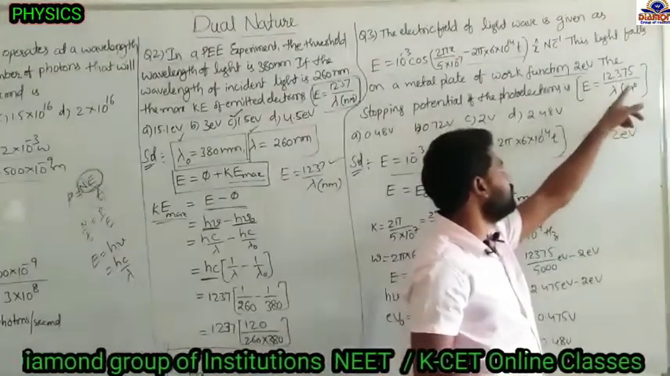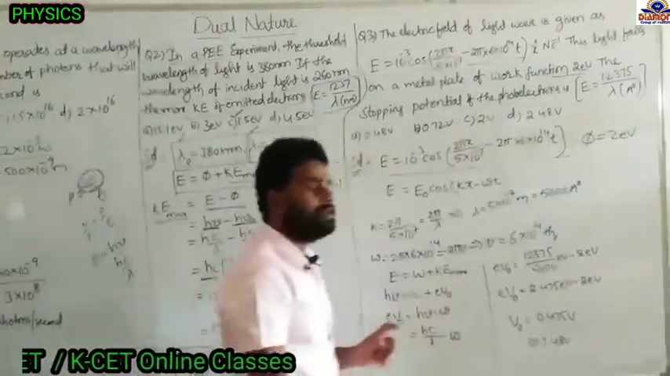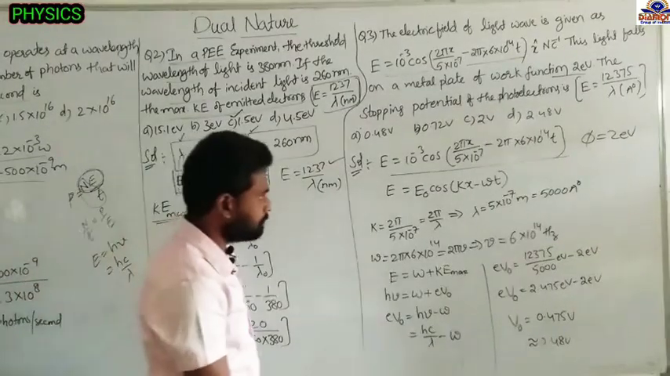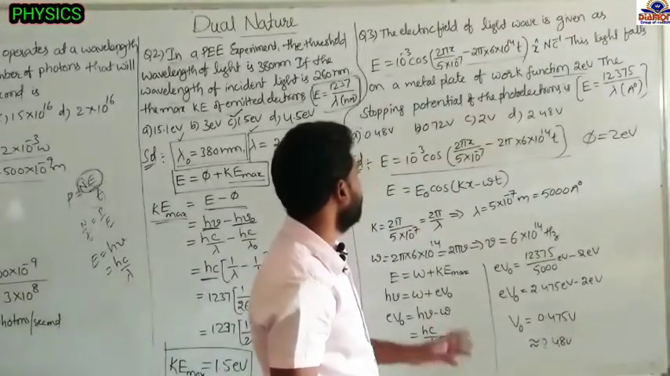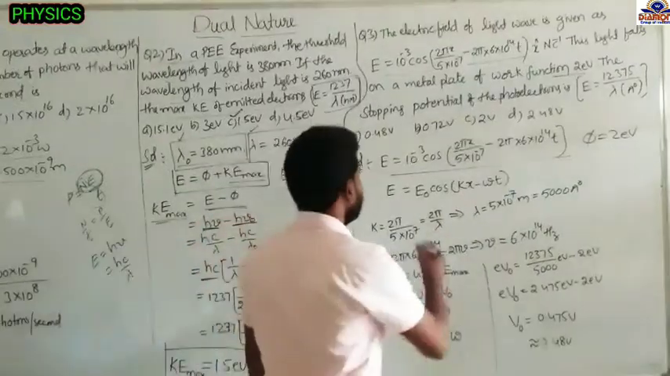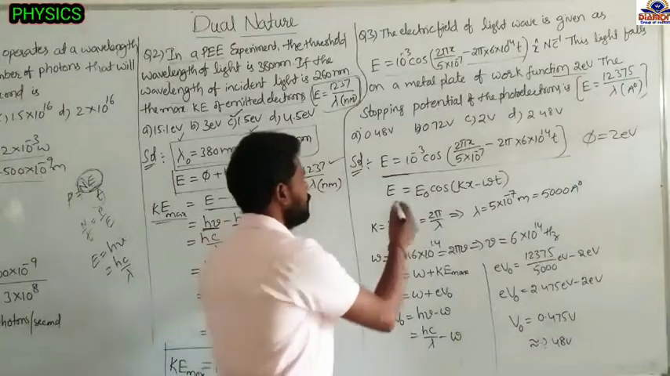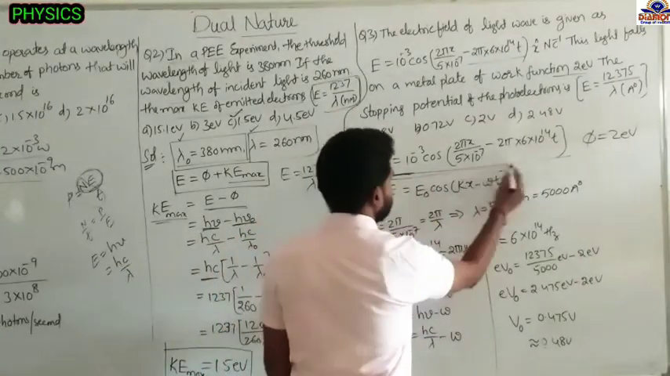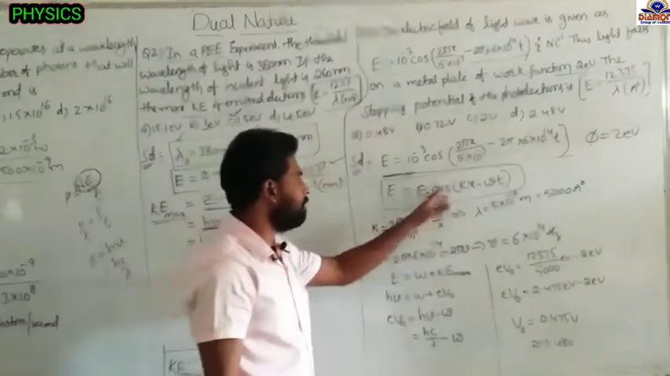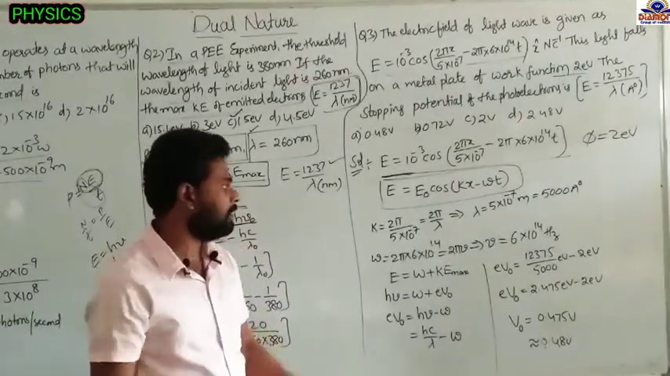So E equal to 1237 by lambda, if lambda is in terms of angstroms. In the previous question they gave it in nanometers, here they are saying lambda in angstroms. Now we have to use the photoelectric effect formula. Before that, they have given the electric field of a light wave. Compare this with the standard equation, E equal to E naught cos of kx minus omega t. By comparing, we can find the lambda or the frequency. Any one we can find, but here I found the two values.